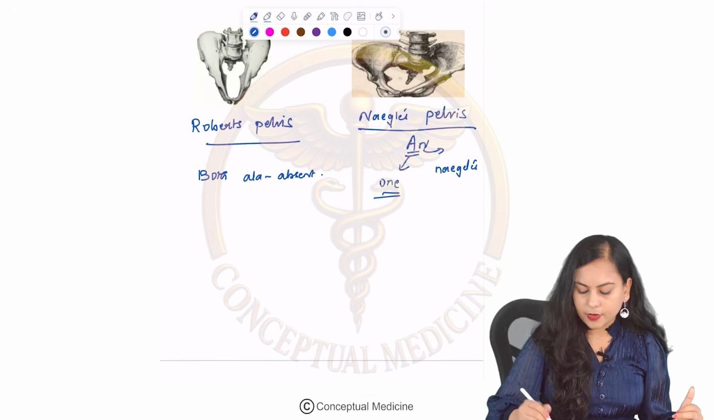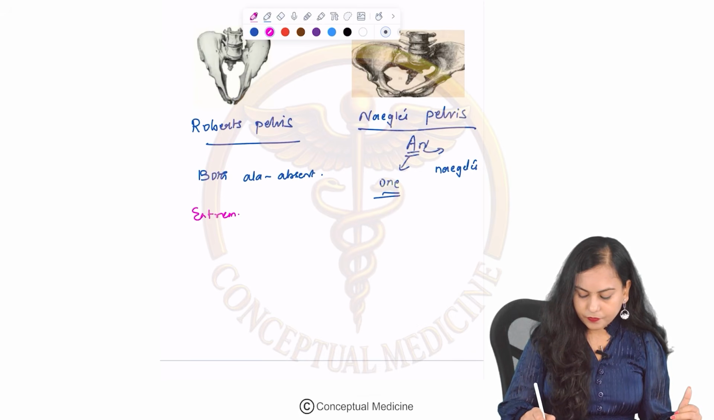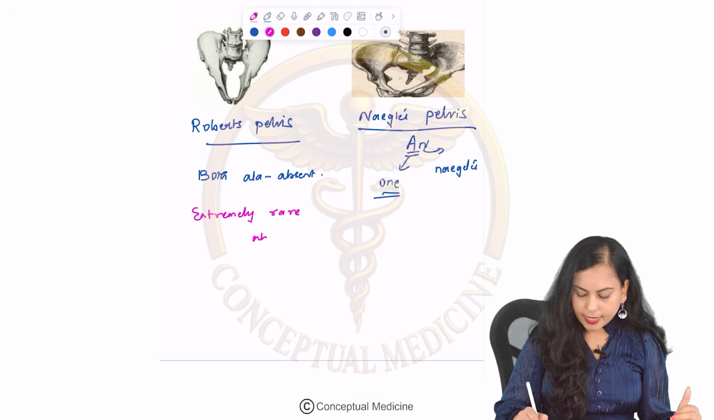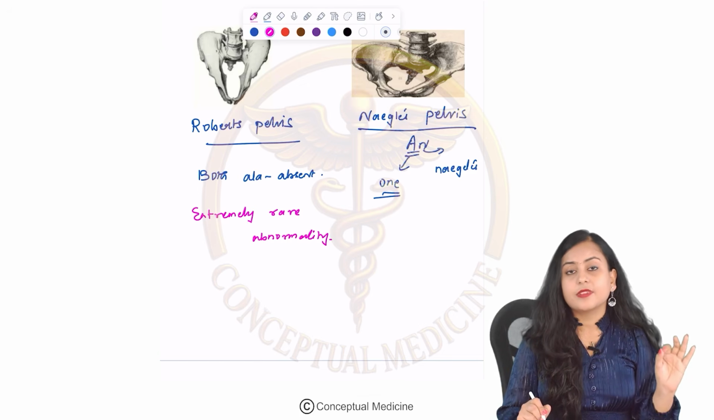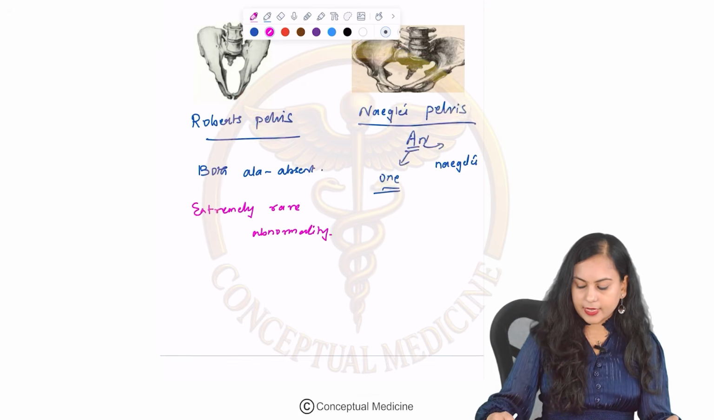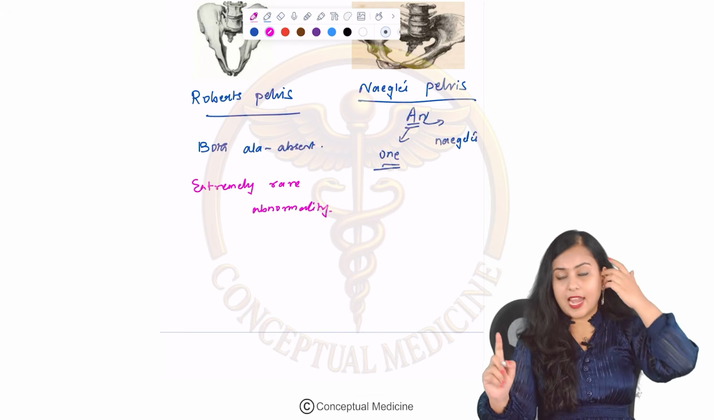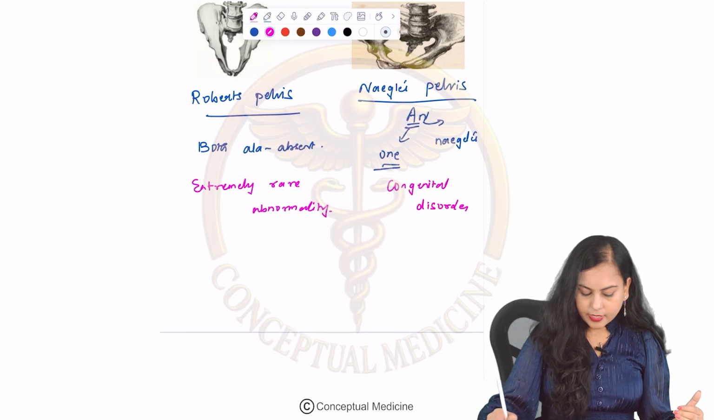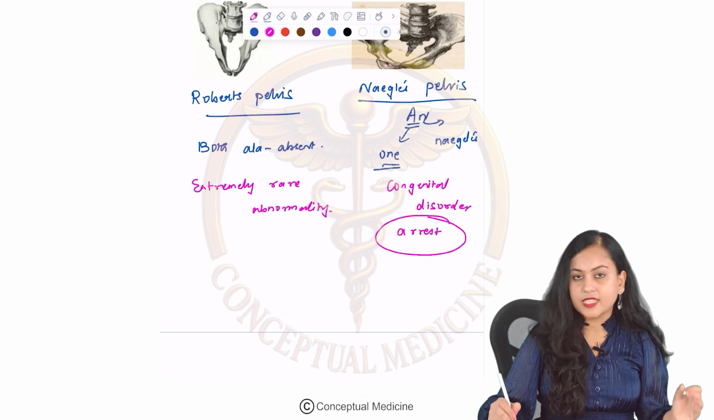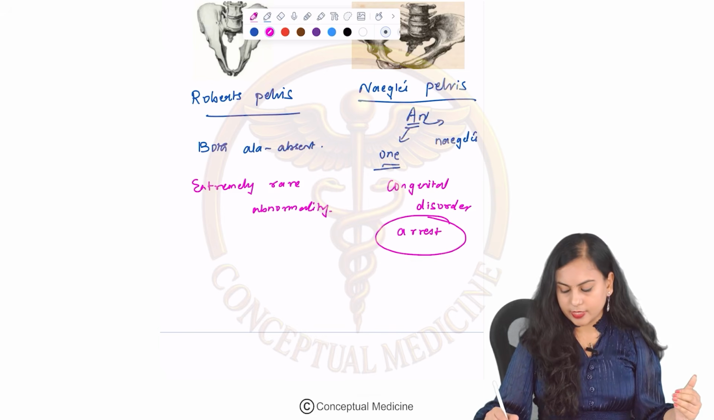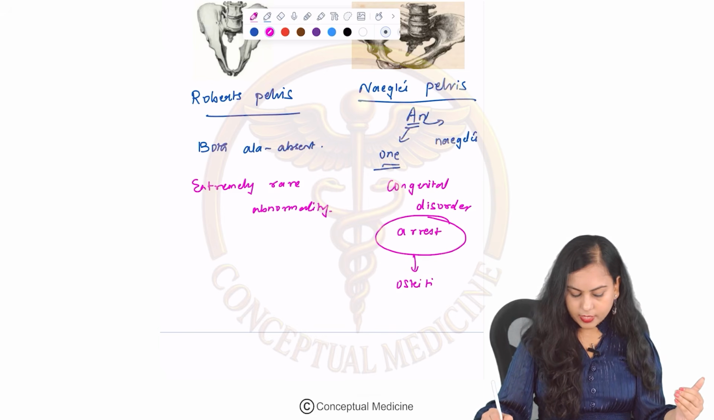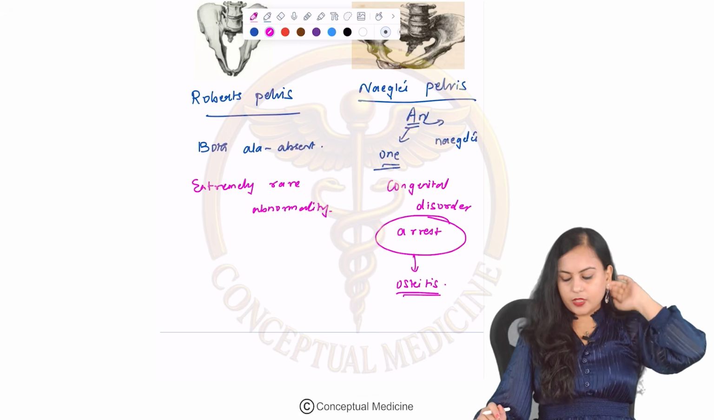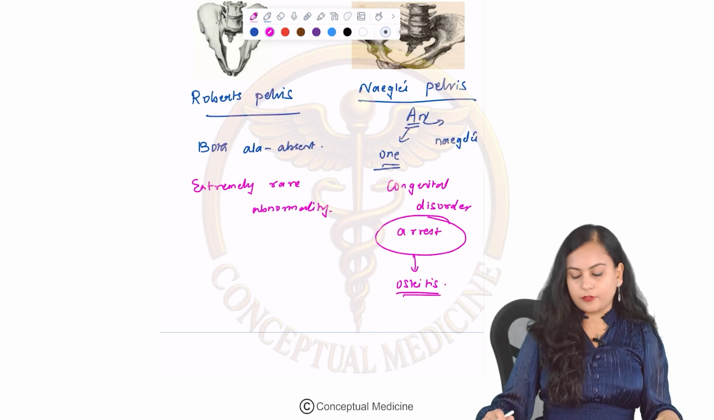However, Robert's pelvis is an extremely rare abnormality, and the sacrum is going to be fused directly with the innominate bones. Whereas in Naegele's pelvis, as I told, only one ala of the sacrum is absent, and most of the time this becomes a congenital disorder because of arrest of one ala of the sacrum, or it is due to an acquired condition like osteitis of the sacroiliac joint. Clear? So these are the two anomalies you have to know.